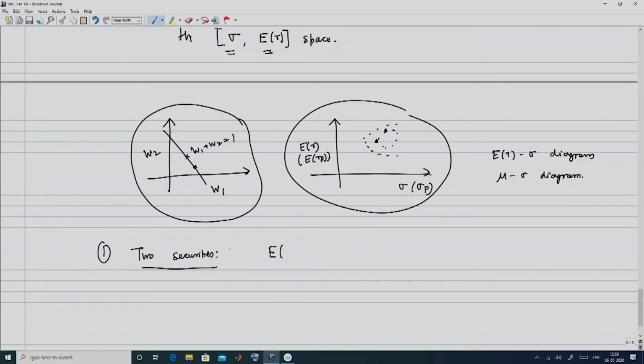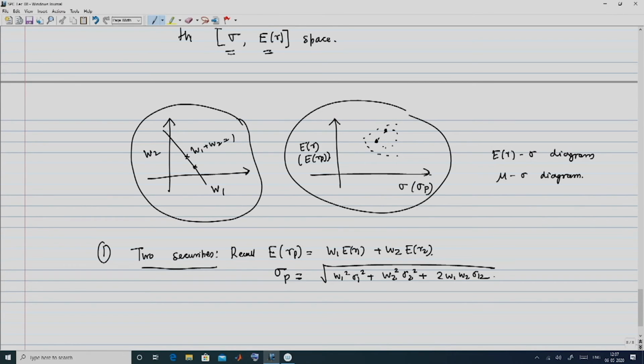Now, for two securities, what did you have? So, we recall that E of R p is equal to W 1 E of R 1 plus W 2 E of R 2, and sigma p is going to be the square root of the variance. So, which was W 1 square sigma 1 square plus W 2 square sigma 2 square plus twice W 1 W 2 sigma 1 2, and this can be rewritten as square root of W 1 square sigma 1 square plus W 2 square sigma 2 square plus twice W 1 W 2 rho 1 2 sigma 1 sigma 2.